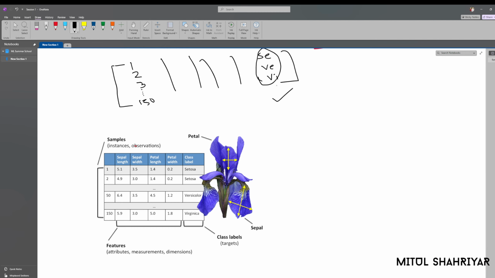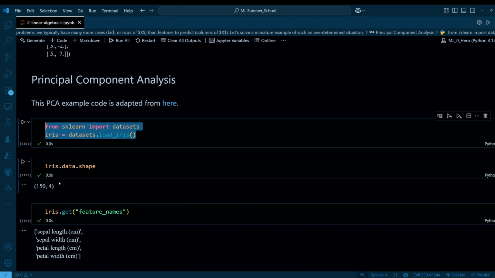Keep it in mind, we don't have the labels. We just have this portion. We have 150 rows and 4 features. This is what we have, 150 by 4. This is what we get using the shape, so you can see 150 by 4.